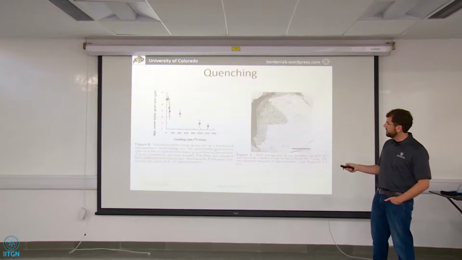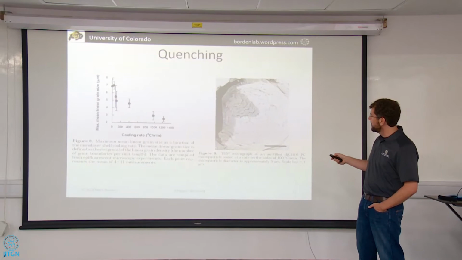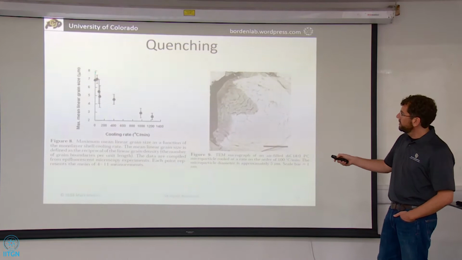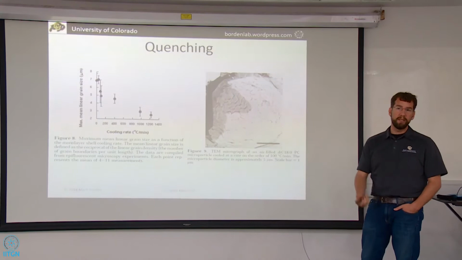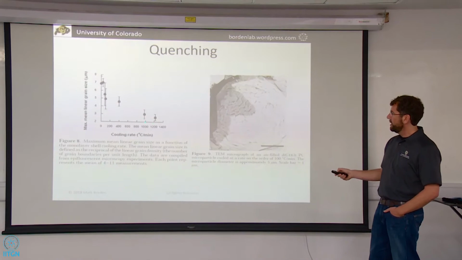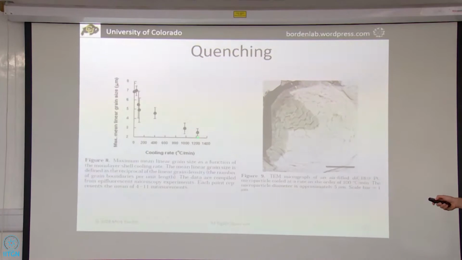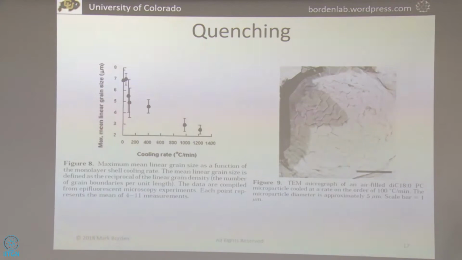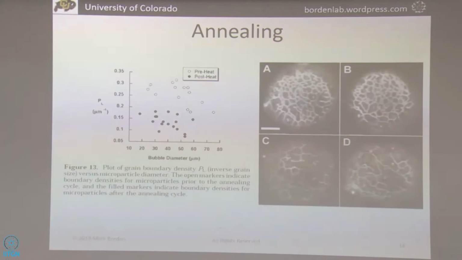That is how long, on average, the distance between grains is. And you notice that at the higher cooling rate, the mean linear grain size decreased, which means the defect density increased, right? So by quenching bubbles, that is heating them and then cooling them very rapidly, he was able to get large defect density. By heating them and cooling them very slowly, he was able to get low defect density. And he measured that both with electron microscopy and fluorescence microscopy.